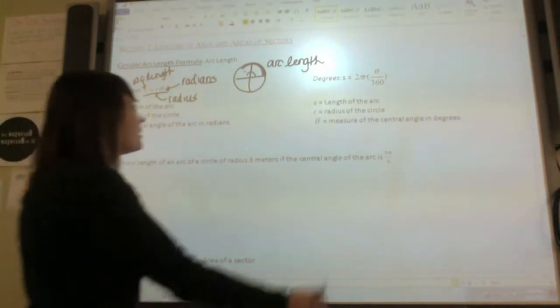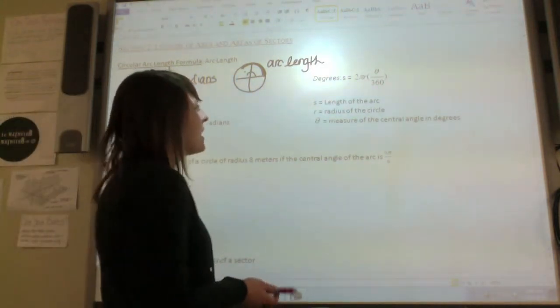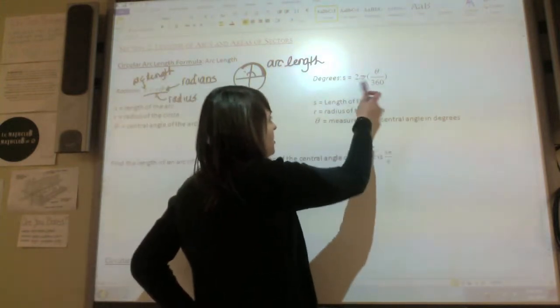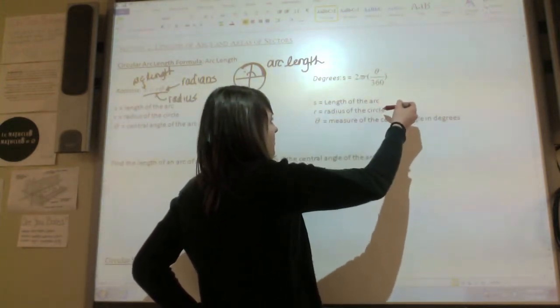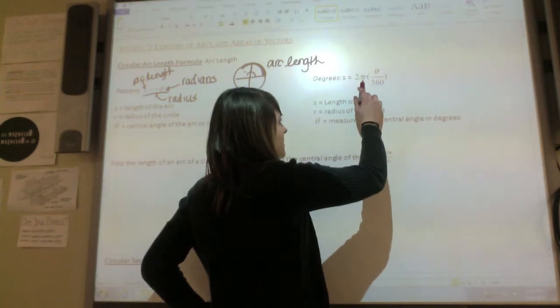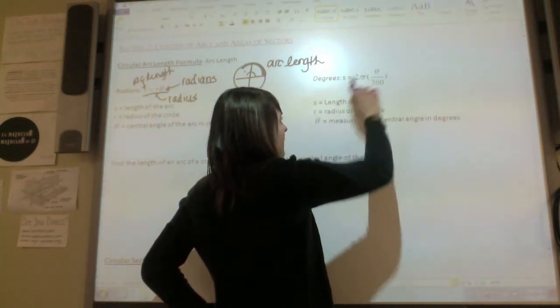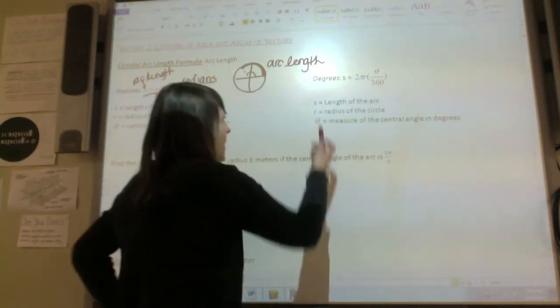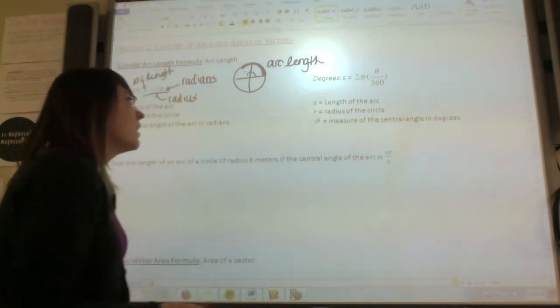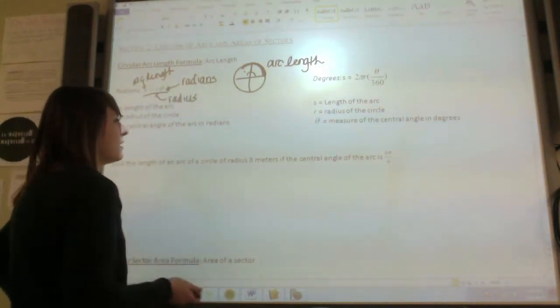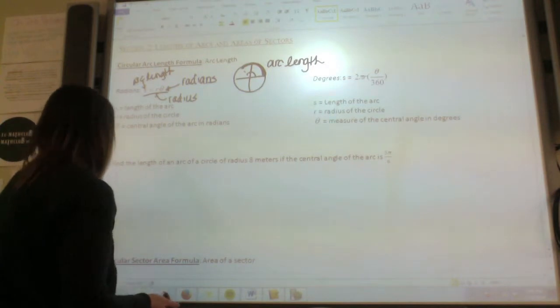Okay? Then if you have degrees instead, you can use this formula, which is 2 pi r times theta over 360, where r is, again, your radius, and theta is your degrees. Remember, S still stands for arc length, r is the radius, and theta is the measure of your angle in degrees.